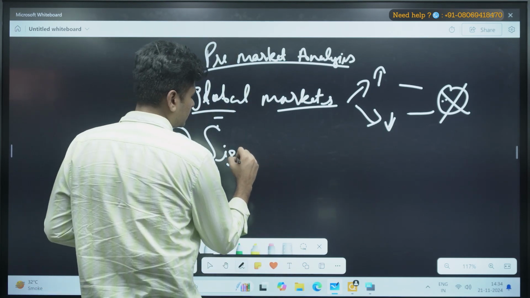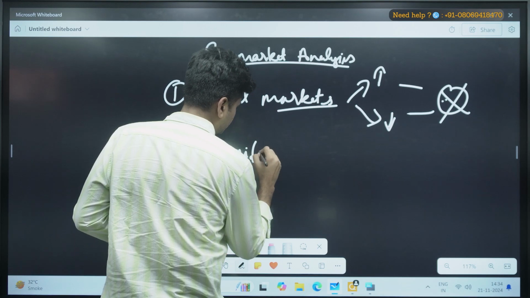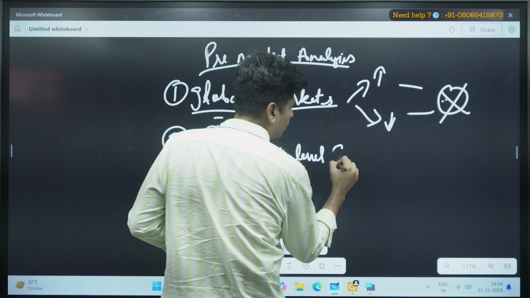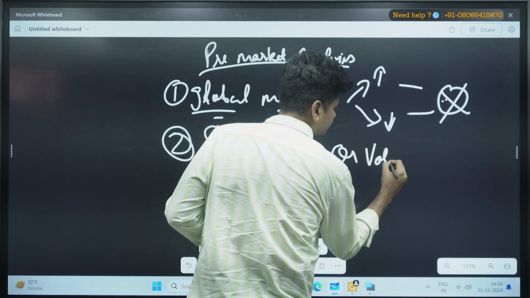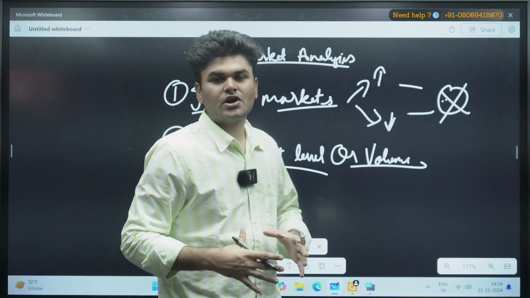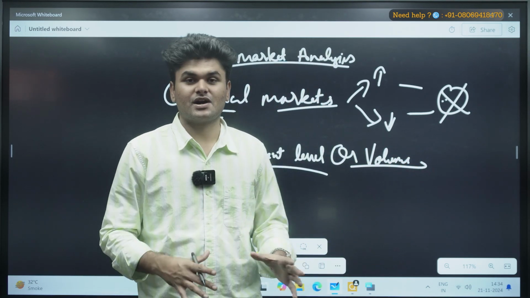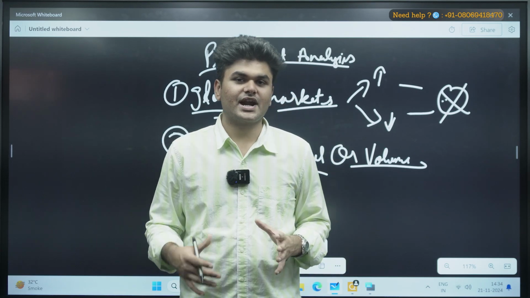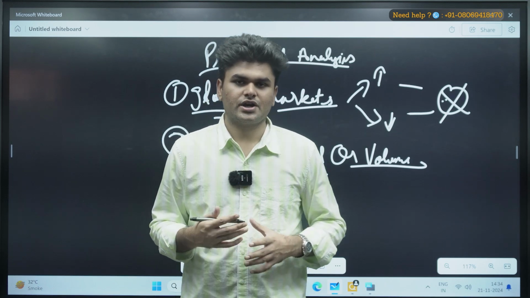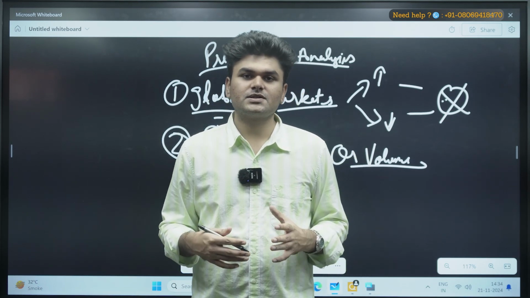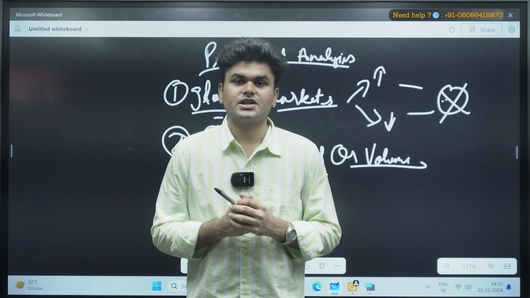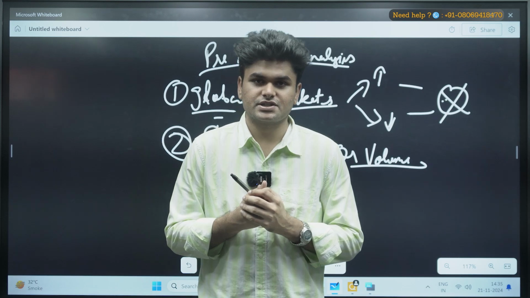So if you're seeing a significant level being broken, or a volume parameter which is higher than usual, somewhere that can indicate that you can see momentum in that particular stock. Now your next step is to identify which direction the particular stock or the index is taking.